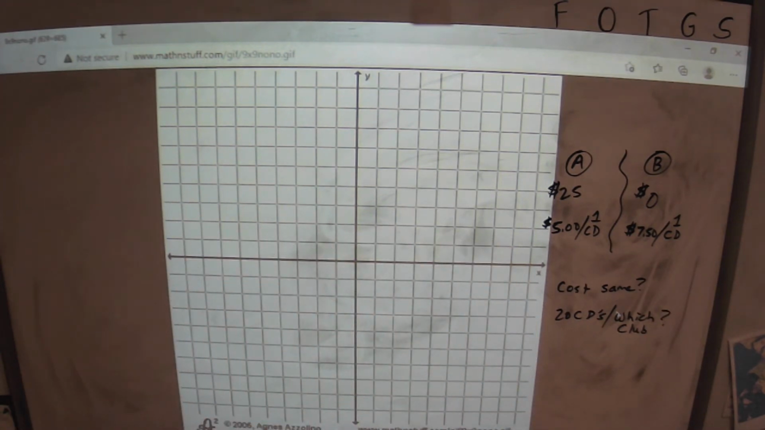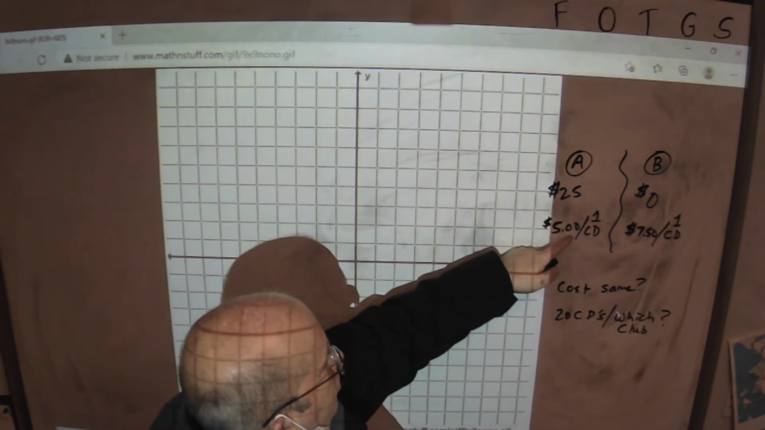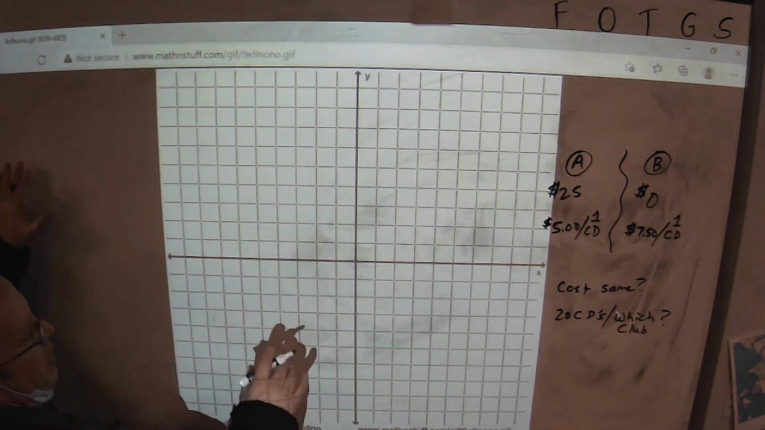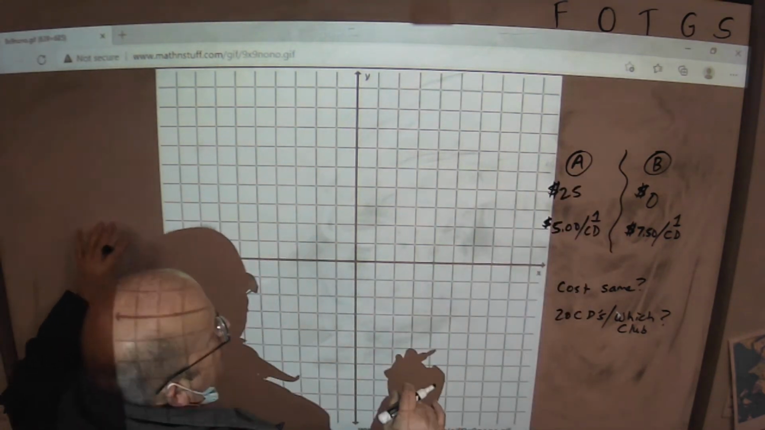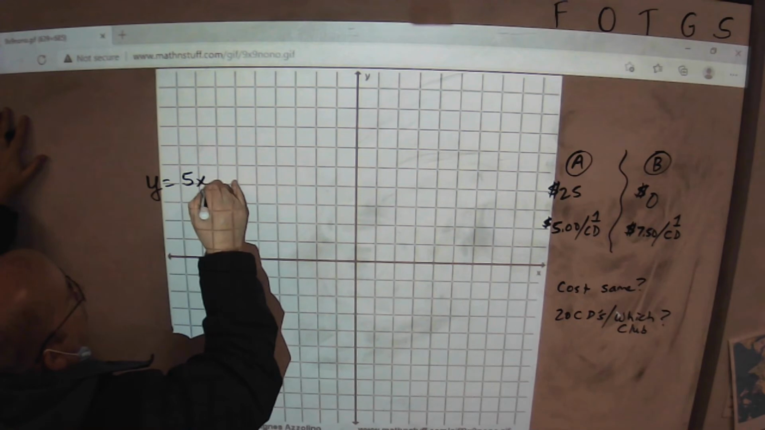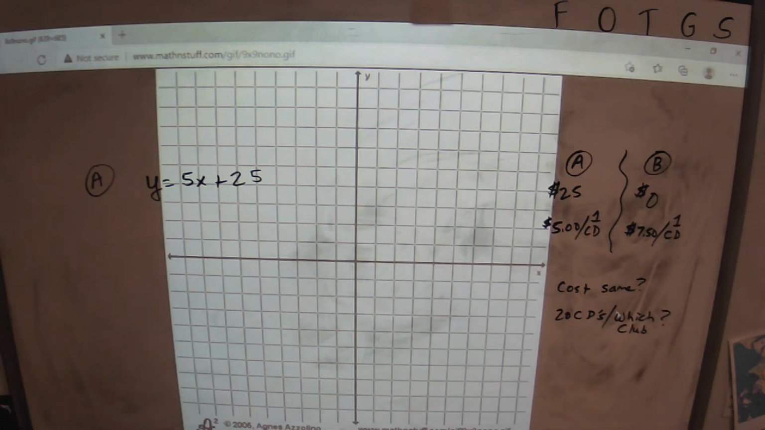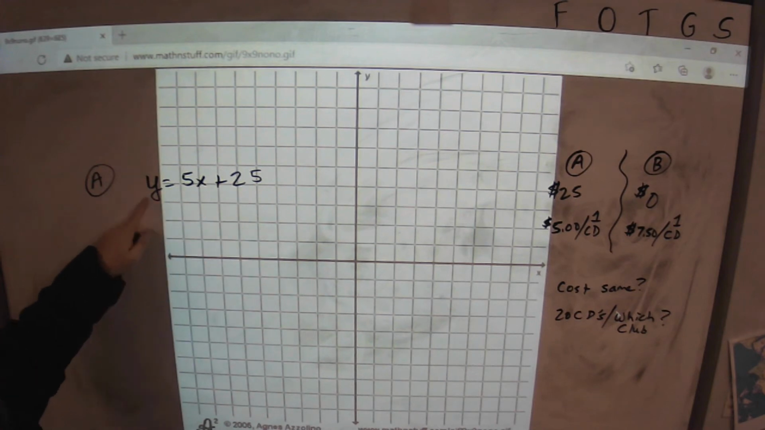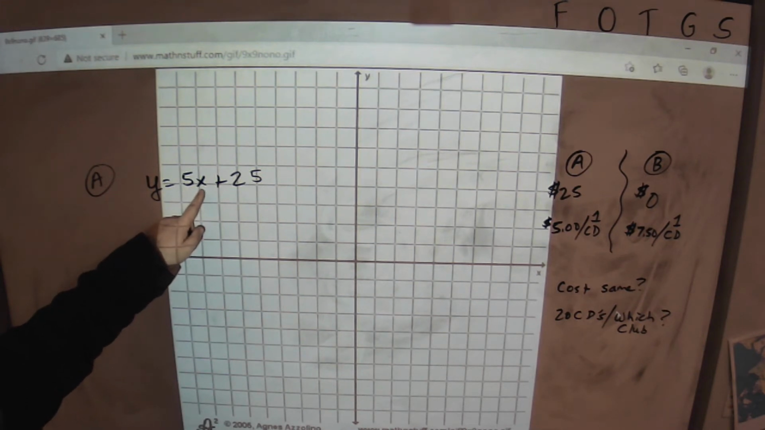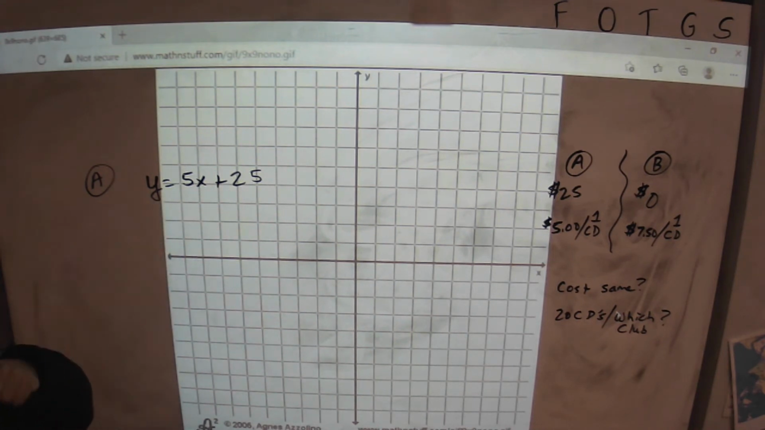Well, first of all, let's come up with some equations for this. For this one right here, this is a fixed cost, and this is the cost that varies. So in my mind, I'm thinking to myself, the unknown in all of this is how many CDs I'm buying. So I'm going to write y equals 5 times x plus 25 for club A. Now why did I do that? The y is the total cost of using club A. I don't know how many CDs I'm buying, but I'm going to call that idea x. The amount of CDs I buy times 5 plus the annual fee is going to be the total cost of y.